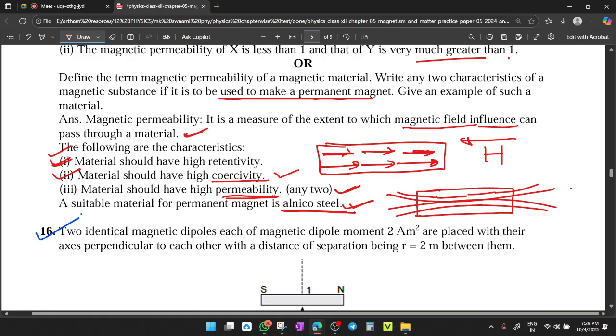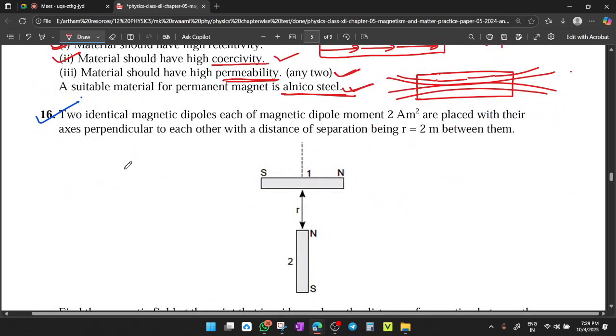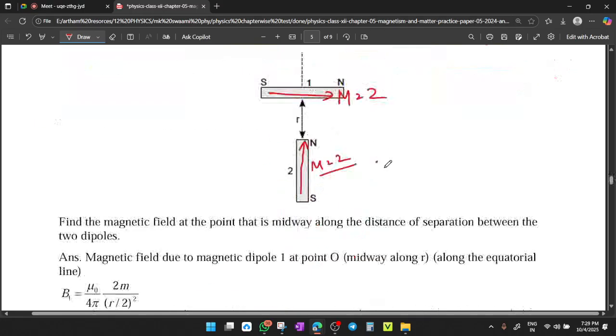This is Alnico steel. Clear? Second question, 16. Two identical magnetic dipoles, each of magnetic dipole moment 2 ampere meter square. So this is south to north, M equals capital 2, and south to north, M equals capital 2. Now here the two magnetic dipole moments are perpendicular to each other, with the distance of separation being r equals 2 meter.